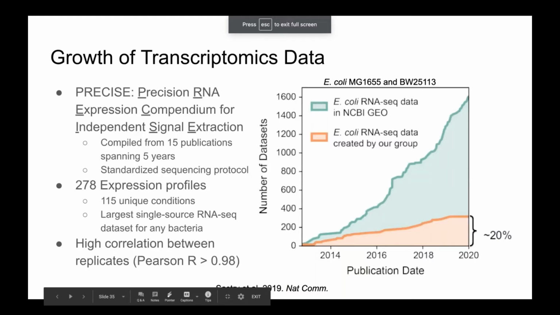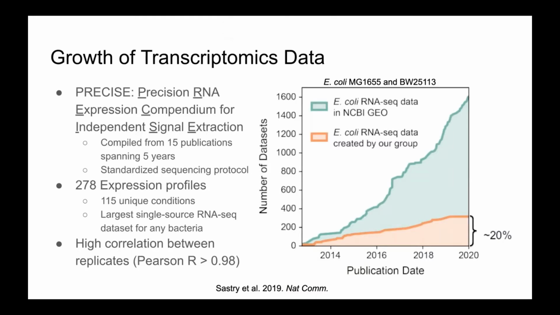So transcriptomics data sets have also been exploding in recent years, especially RNA sequencing data sets. If you can see on this image on the right, the transcriptomic data sets that are available for E. coli MG1655 have been exploding over the past 5 years. And about 1/5 of that data set was actually produced by our group. So this data was published in 15 different publications spanning 5 years and all used the same standardized sequencing protocol.